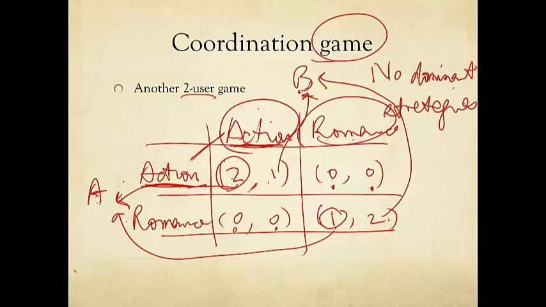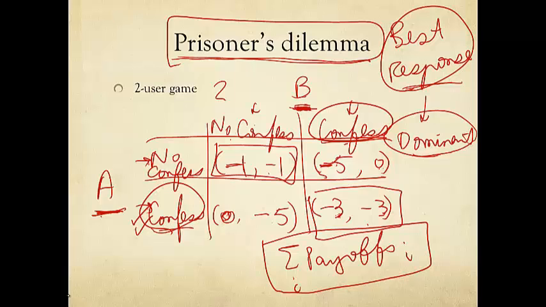So in this case, there are two Nash equilibria. The action is a Nash equilibrium because neither A nor B has a unilateral incentive to move away from this choice. And there's another Nash equilibrium, romance. And back to the prisoner's dilemma, this confess is the unique Nash equilibrium.